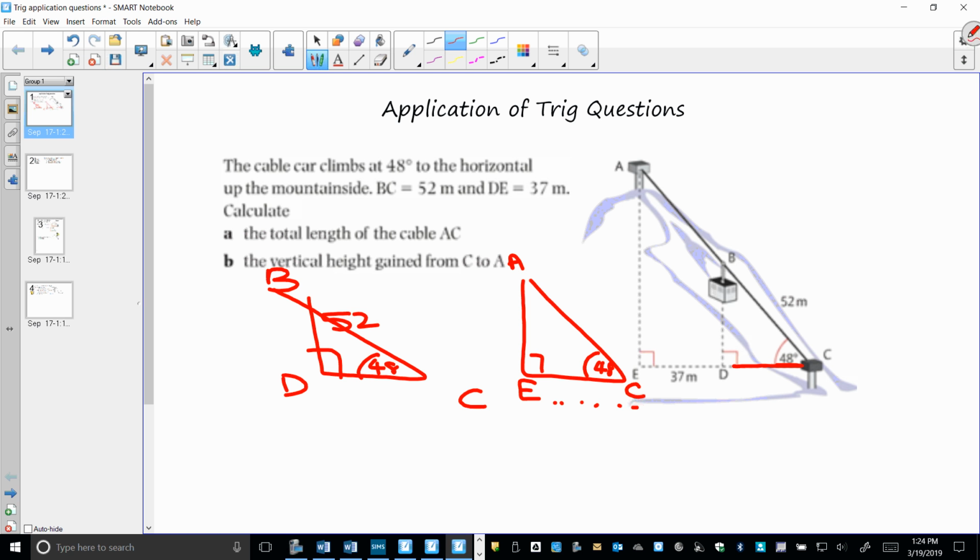Alright, so we're going to find this DC leg. Now what do we do, either Ashley or Emily? Now we've established that we're going to try and find this leg here. What do we do?